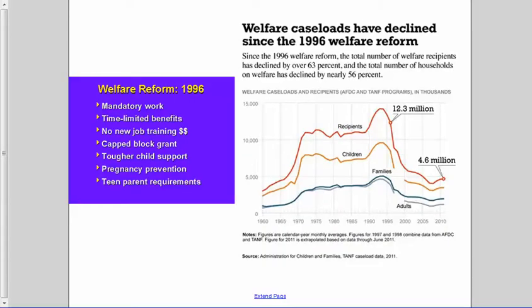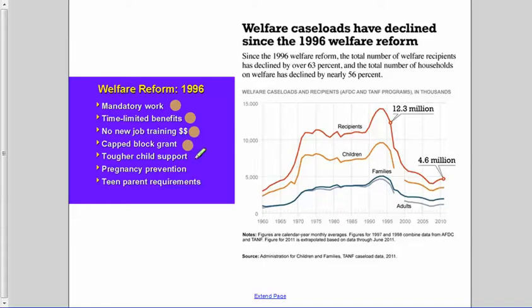So Clinton, you can see, very popular economically, fiscally responsible. People like that. He also is responsible for welfare reform. There was some big welfare reform that happened in 1996. So here you go. On this side, you have some things that happened. So mandatory work, time limit benefits. So you could only get benefits for so long if you were on welfare. No new job training money.